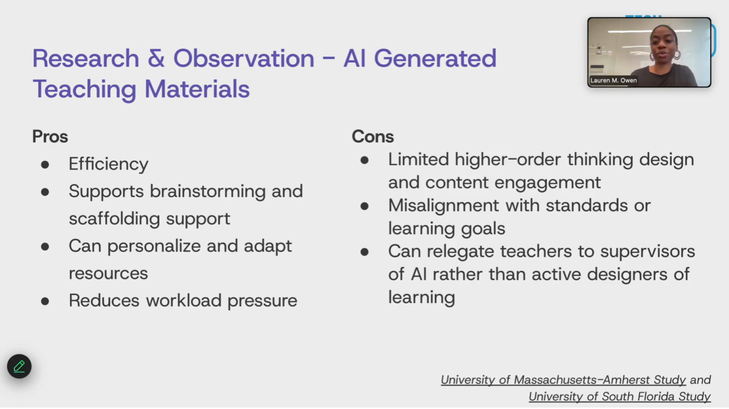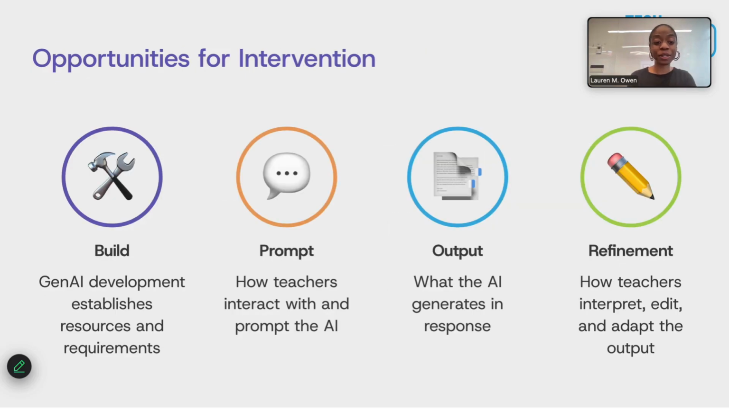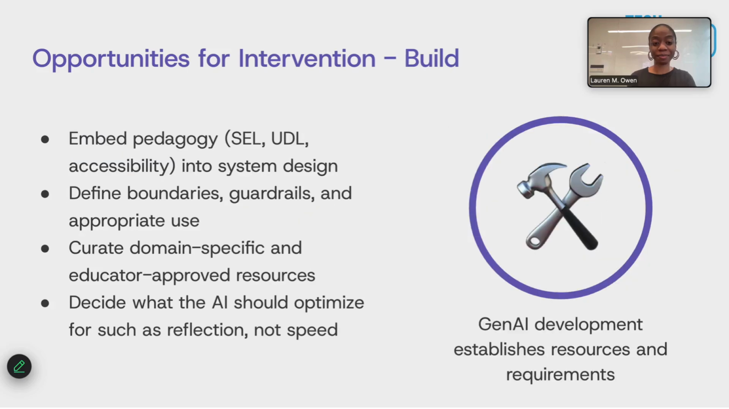And we wanted to make sure whatever we came up with respected that and really just kept encouraging it. So instead of asking, how do we build a chatbot, we asked, where specifically could intervention improve the experience? And we identified 4 areas: build, prompt, output, and refinement.